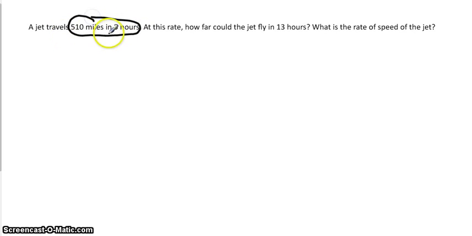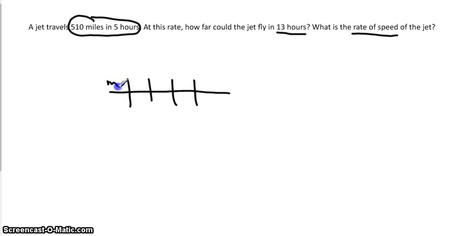I see two numbers being compared followed by the period, so I know this is going to be my starting ratio. I want to know at this rate how far he can fly in 13 hours and what is the rate of speed. I know I'm dealing with speed because I have distance and I have time, which means that I'm going to be looking at finding my per hour rate. So I'm going to go ahead and set up my ratio table. And since I'm comparing miles and I'm comparing hours, I know there's 510 miles in 5 hours. And my target is 13 hours.